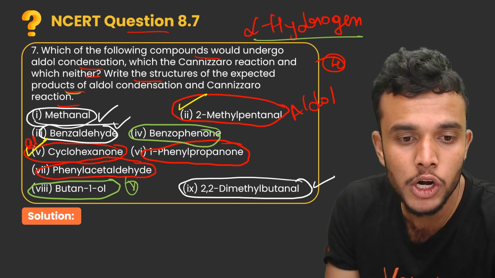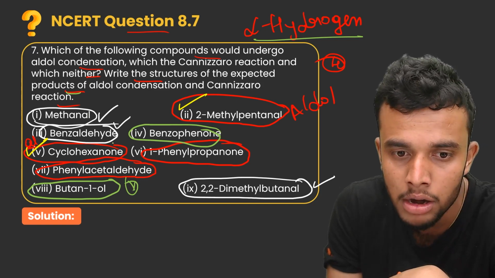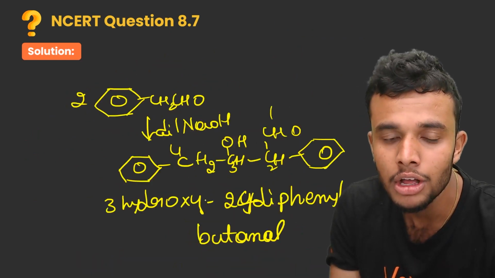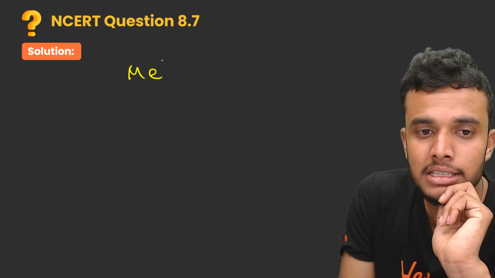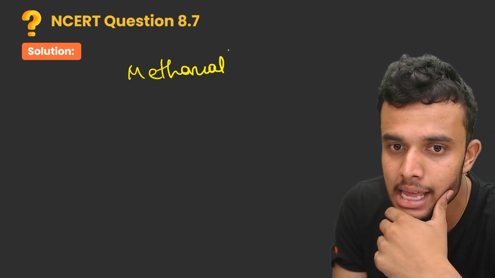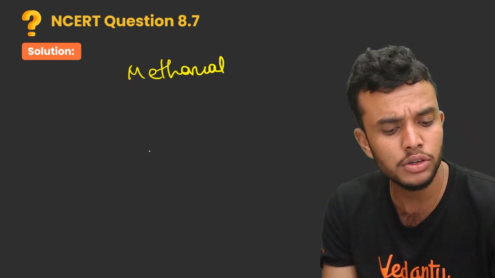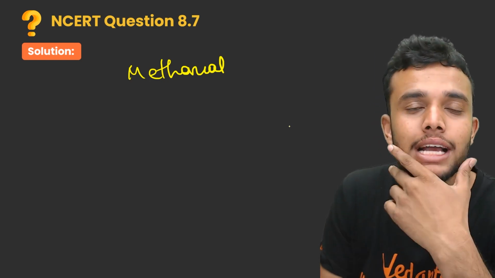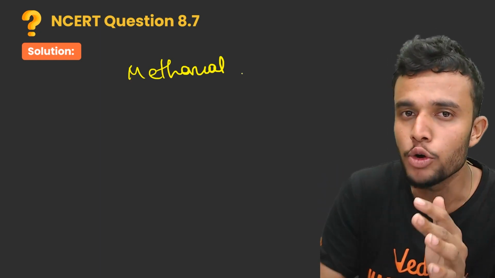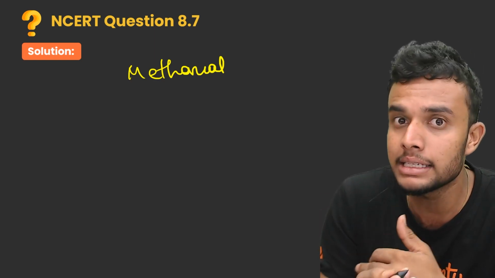Next, move on to the Cannizzaro reaction. In Cannizzaro reaction, how many compounds undergo it? Totally 3 compounds: one is methanal, second is benzaldehyde, and last one is 2,2-dimethyl butanal. First one is methanal, right? What is the structure of methanal? CHO is nothing but the aldehyde functional group. What is Cannizzaro reaction? It is very simple, right, students? The aldehyde group in the presence of concentrated NaOH or concentrated KOH yields alcohol.